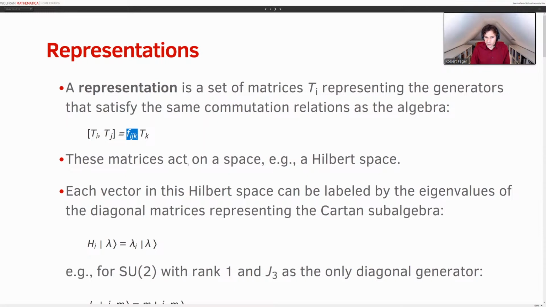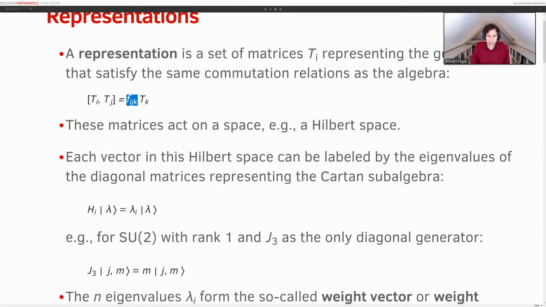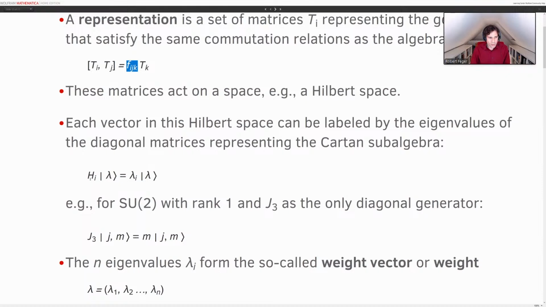These matrices act on a space. For example, it's a Hilbert space that they act on. So they can be used in quantum physics, for example. And each vector in this Hilbert space can be labeled by eigenvalues of these diagonal matrices, those matrices that represent the Cartan subalgebra, which I showed here. So this is a representation of a Cartan generator, and this here is a state.